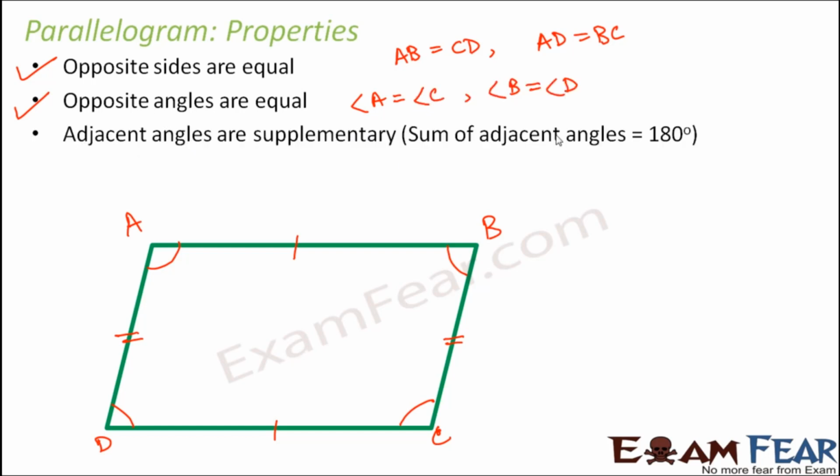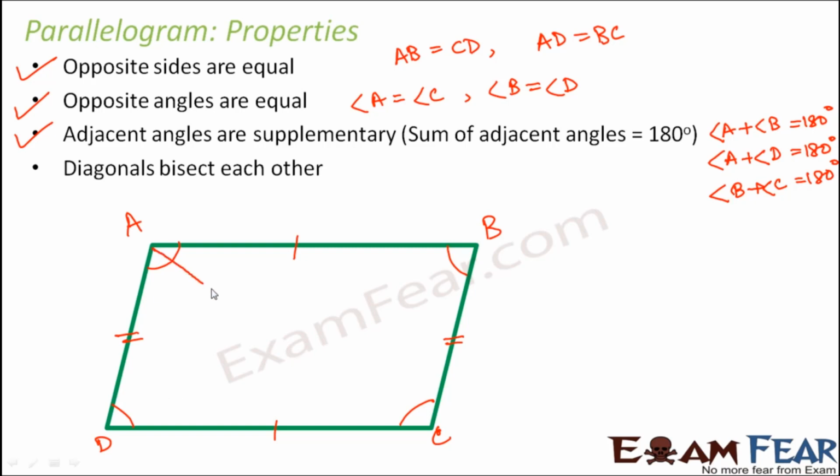Adjacent angles are supplementary, that is, the sum of the adjacent angles is equal to 180 degrees. Now two angles are said to be supplementary if their sum is equal to 180 degrees. So looking at this picture, angle A plus angle B is equal to 180 degrees, or angle A plus angle D is equal to 180 degrees, or angle B plus angle C is equal to 180 degrees. So any two adjacent angles, their sum will be equal to 180 degrees.